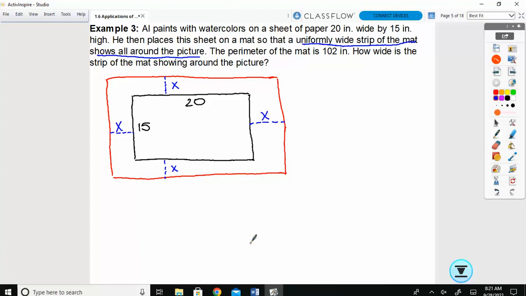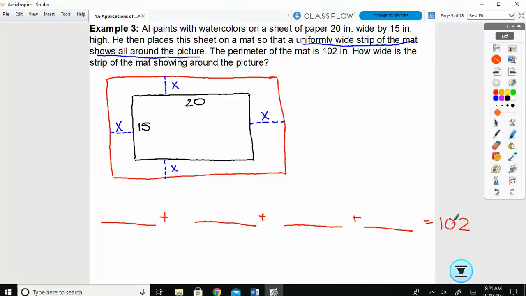Alright. So now we can look at, we need the perimeter of the mat. So the mat is this red one. Perimeter, we have to add all 4 sides, right? But I need to know what these sides are so that it can equal 102.